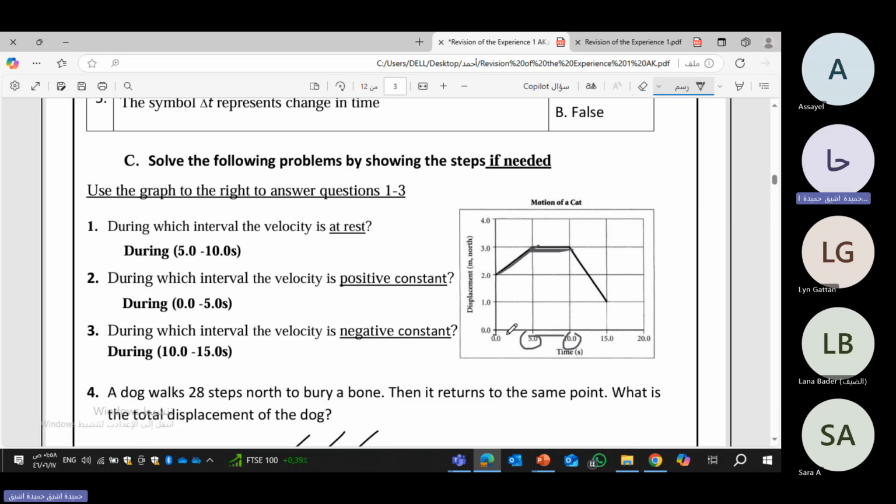So it's from 0 to 5. What about a negative constant? It will be going down with a straight line, of course. A straight line, but it's going down. So it's from 10 to 15. This is negative. Okay, did you understand?